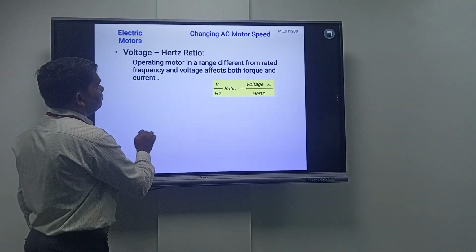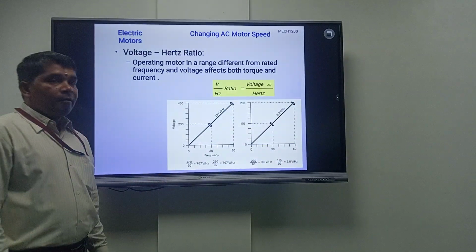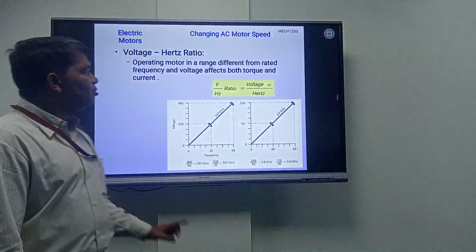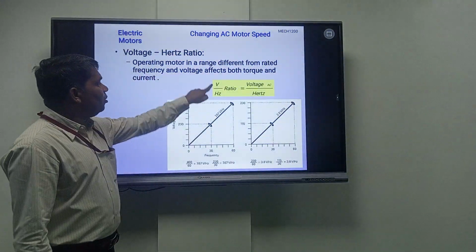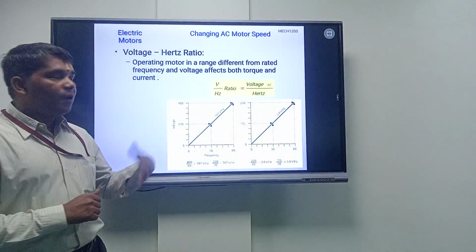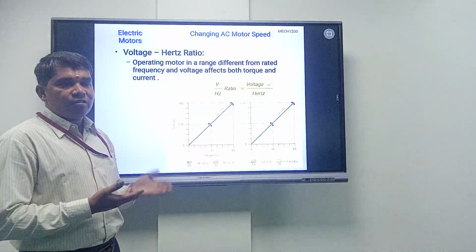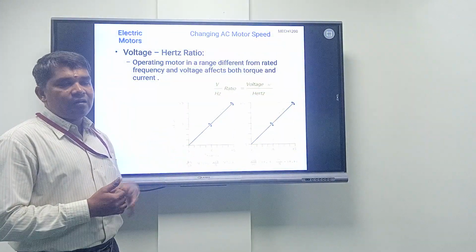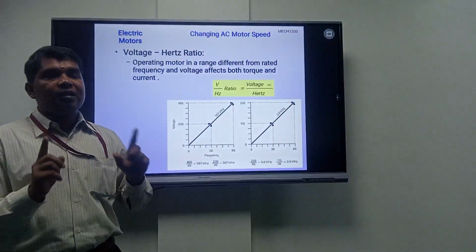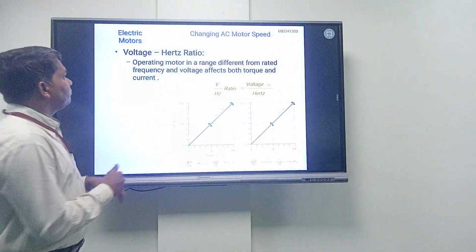Voltage Hertz ratio. Voltage Hertz ratio means that we need to change the speed. Suppose you want to change the speed, you have to maintain the voltage and frequency relation, the same ratio. The voltage value and the Hertz value can be changed, the value of the voltage different and the value of the frequency different, but the ratio needs to remain the same. In such cases, you can have different speeds of the motor.